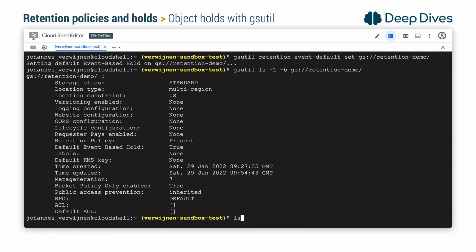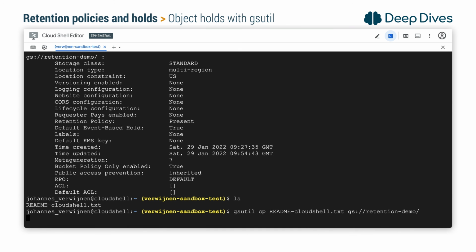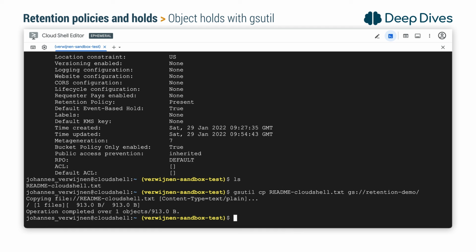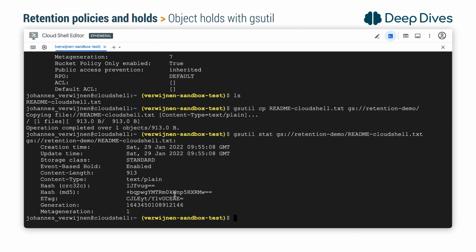Now what does this mean? Basically that means that if we now upload a file, with a gsutil copy command, into this bucket, and then we take a look at the metadata for this file that we just uploaded, you can see that it has an event-based hold enabled. And it doesn't have any retention policy date.